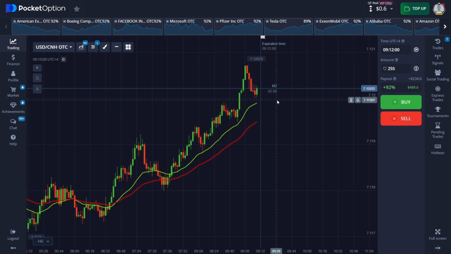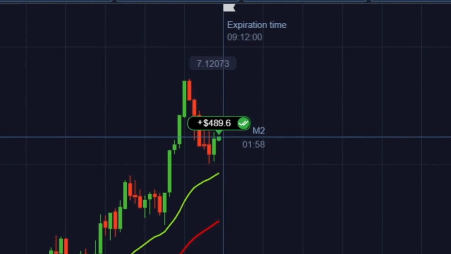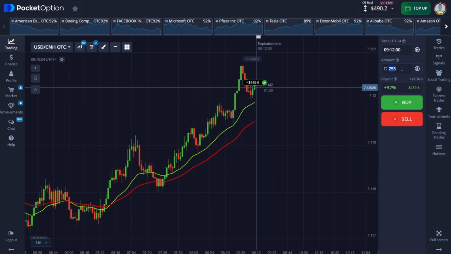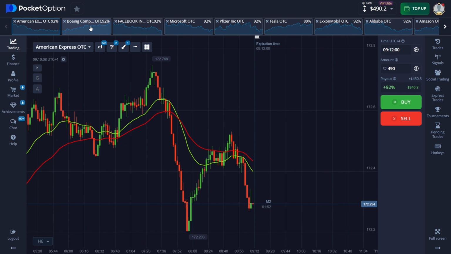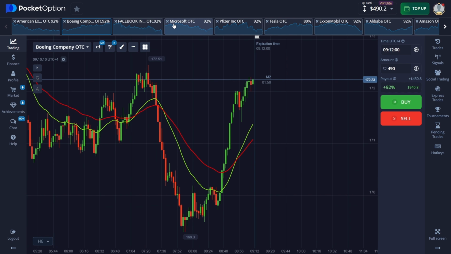With only a few seconds left, we won another trade. Now my balance has increased to $490. So let's find a trade for $490.